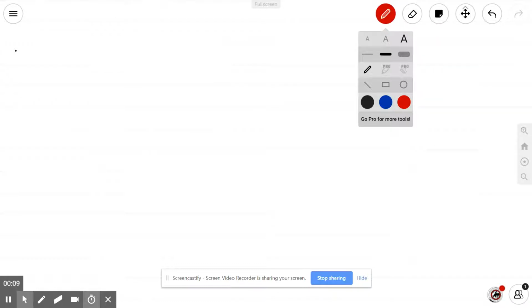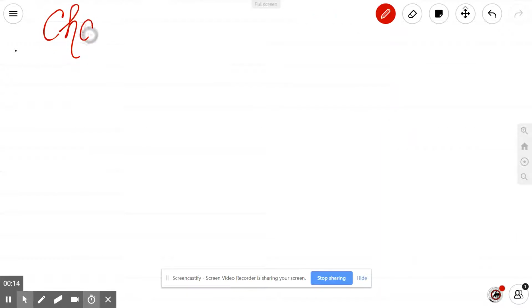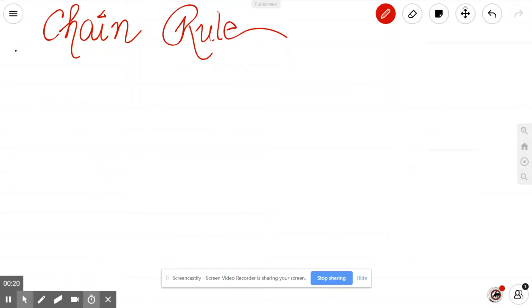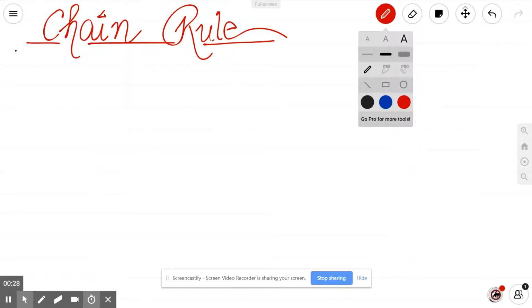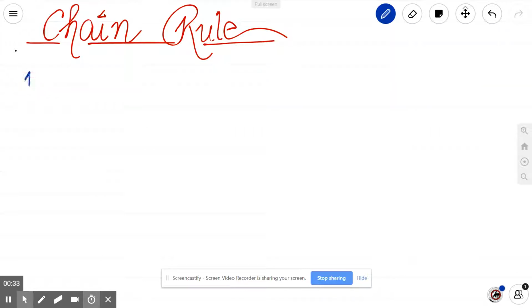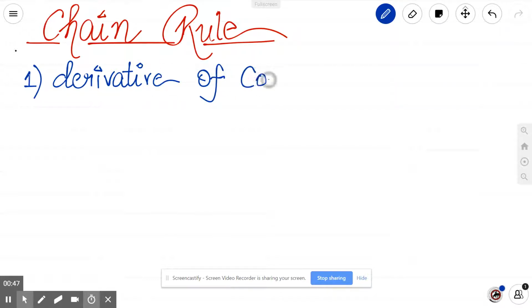Chain rule. So let us write down our concept first, which is chain rule. And it is used to find the derivative of some special functions. So let us take our basic formulas or notes first, and then we'll try to do one or two examples so that it makes more sense to you. So the first important point is that chain rule is used to find the derivative of composite functions.